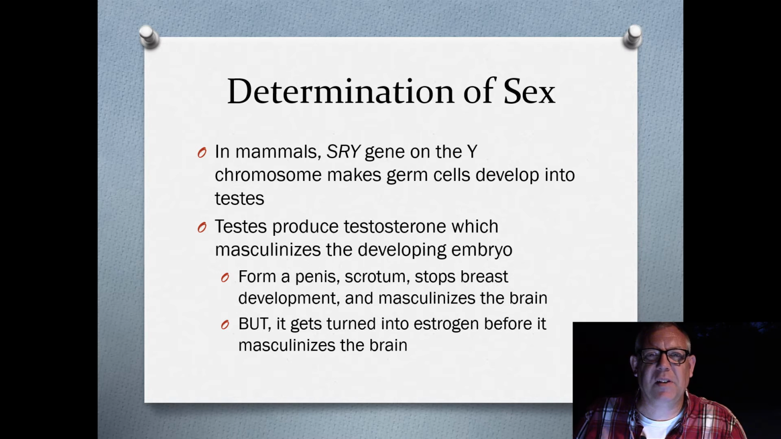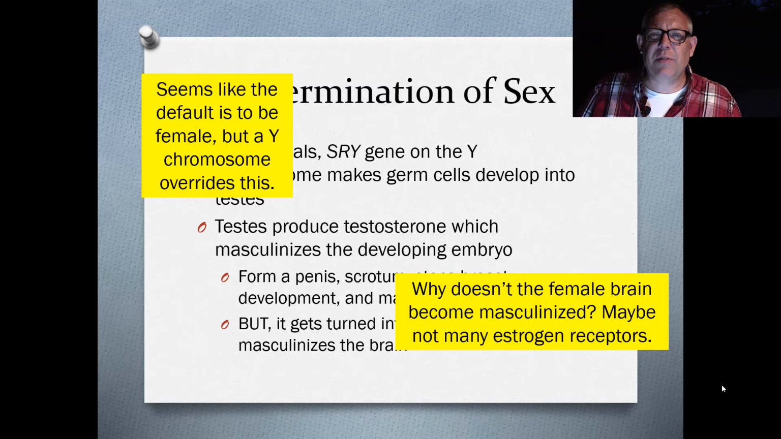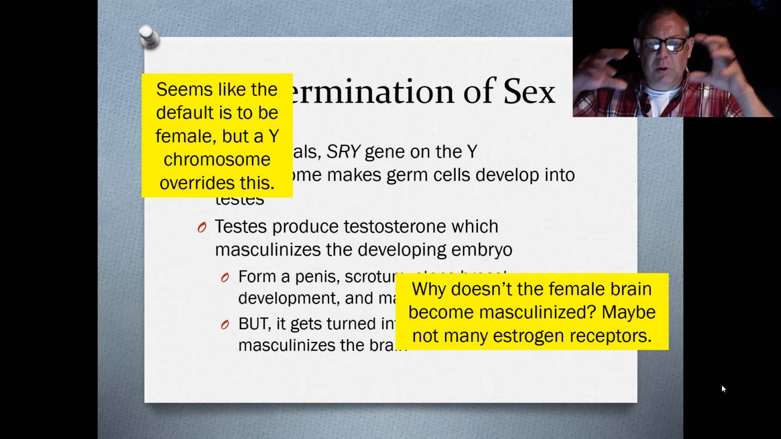But again, to me this is fascinating, all these steps that are involved to develop the humans in the way that they develop, right? It seems like the default is to be a female, but the presence of a Y chromosome with this SRY gene overrides this. But then you could have situations where, if you had a mutation in the SRY gene, you could be XY but still be a female because that SRY gene is not functioning, right? So you can see how there's a spectrum of different ways that you can produce different sexes.